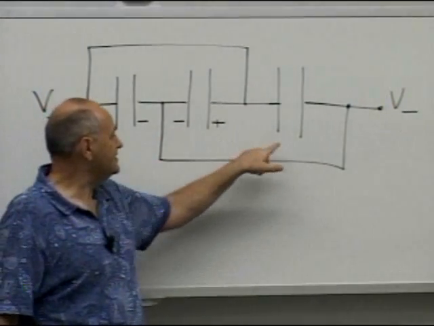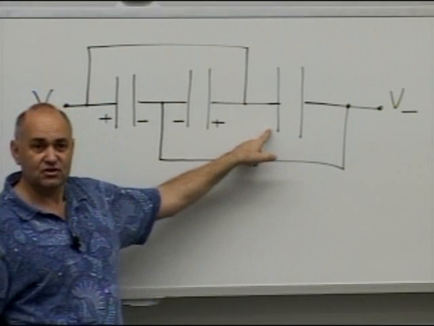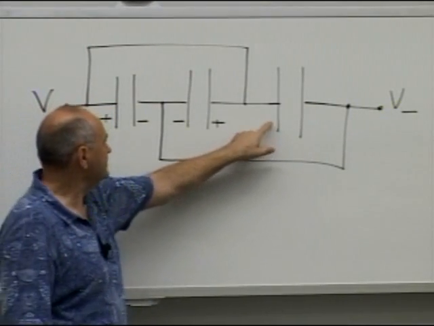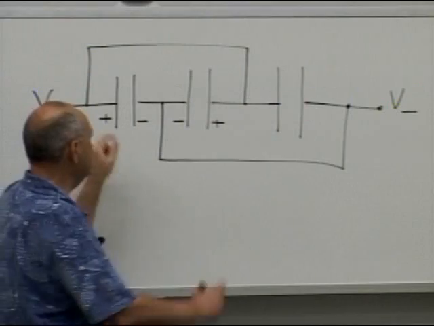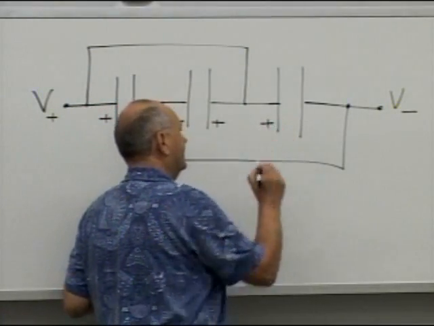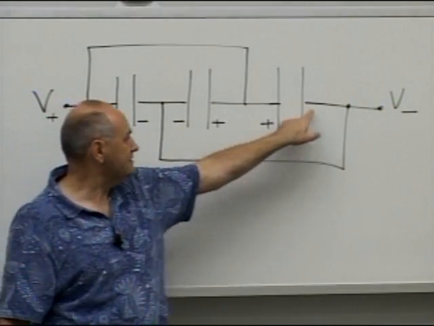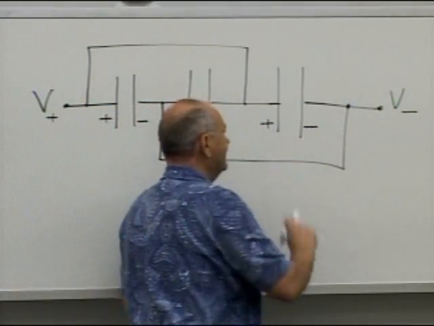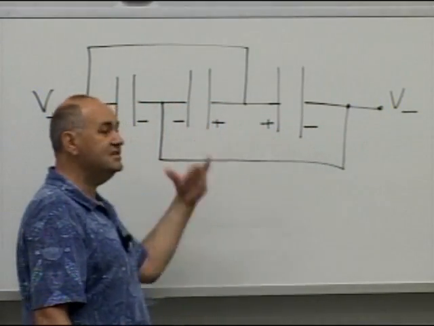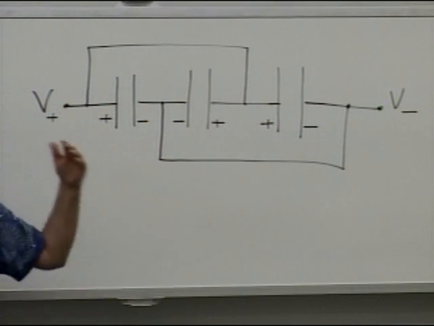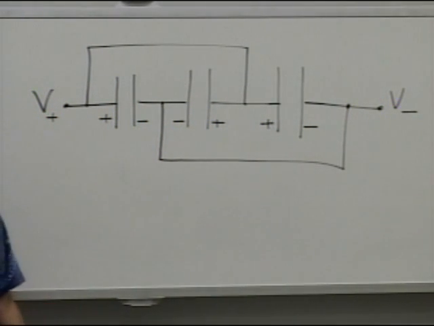Let's try with the last one. What is going to be potential here? Plus, yeah, because this wire connects it here. And what will be potential here? Minus, because it's straight over there, right? So we see that all three capacitors have the same potentials on corresponding plates.